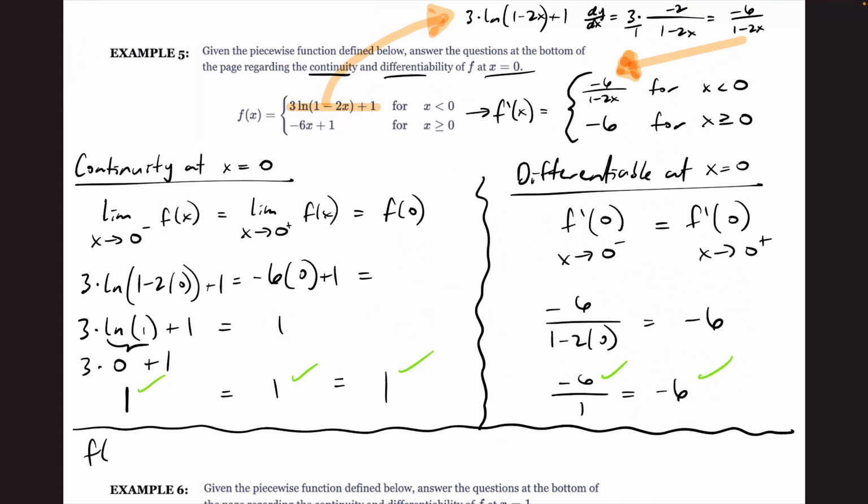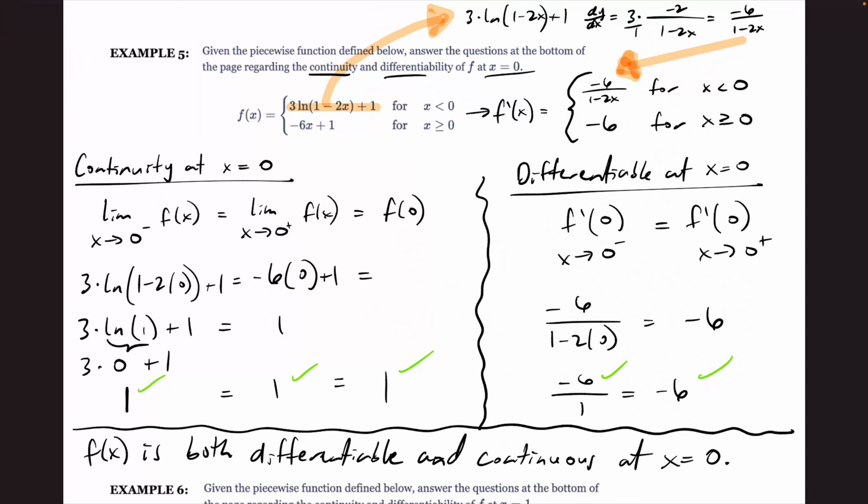So we would say f of x is both differentiable and continuous at x equals 0. These are big time FRQ questions. You're going to have something where they ask you about continuity and differentiability on FRQs. These are almost always FRQ questions.